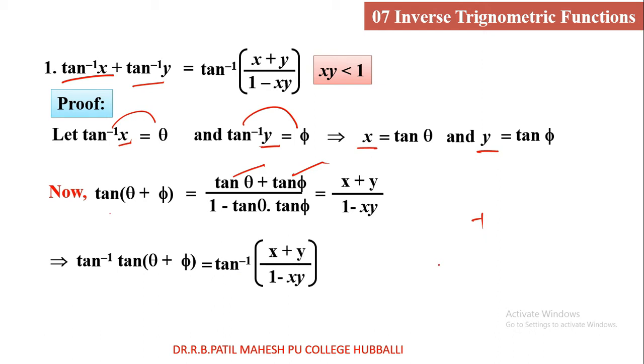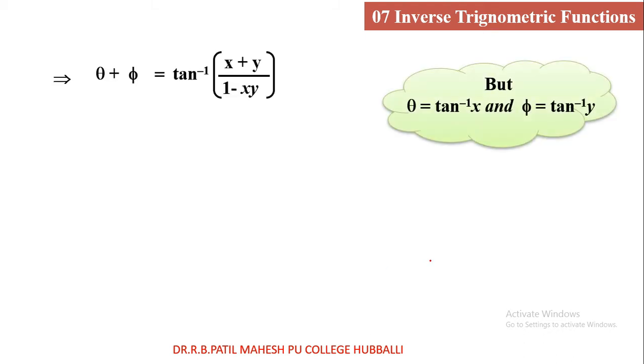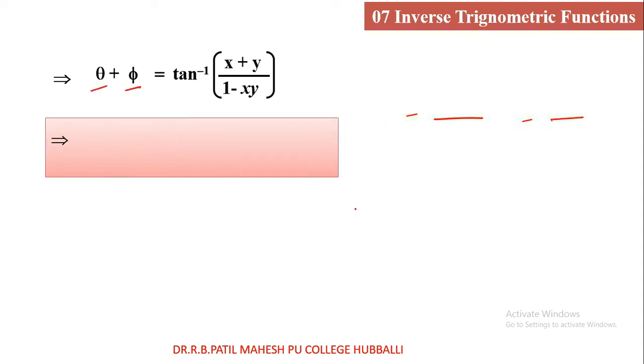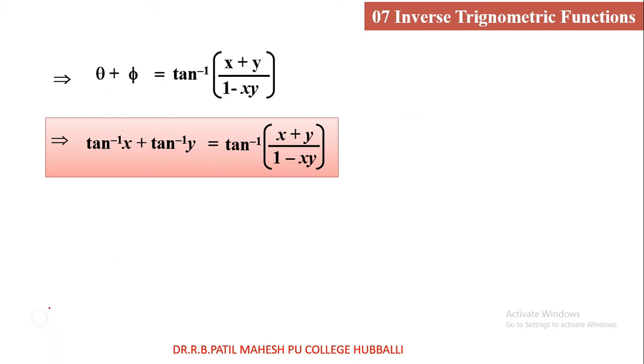Either you remember like apply tan inverse on both sides, or you can take tan to the right side, that is also possible. So tan inverse and tan get removed. In the next step, theta plus phi is equal to tan inverse of x plus y upon 1 minus xy. Now remember, tan inverse x is theta, tan inverse y is phi. So replace theta and phi values as tan inverse x plus tan inverse y, that is equal to tan inverse of x plus y upon 1 minus x into y. So you can remember this, taking tan inverse x equal to theta, tan inverse y as phi, using the tan of theta plus phi formula, and you will get the required proof.